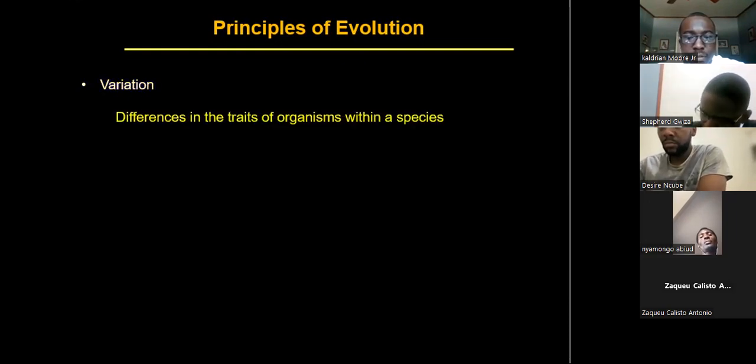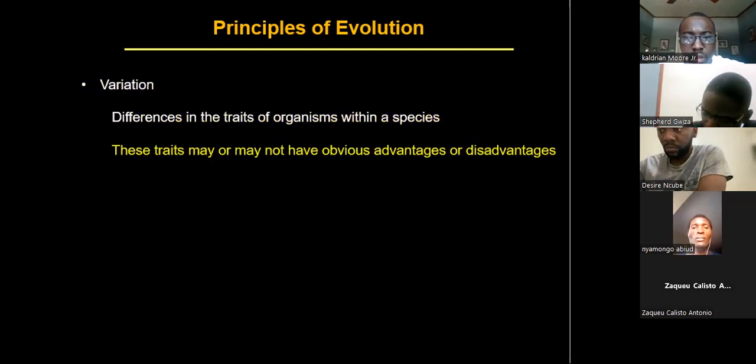Okay? So variation is defined as just differences in the traits of organisms within a species. And they may or may not have any obvious advantages or disadvantages. That really isn't important. There just has to be differences.